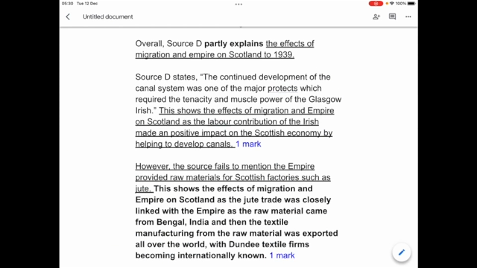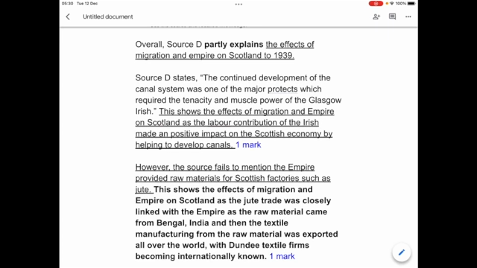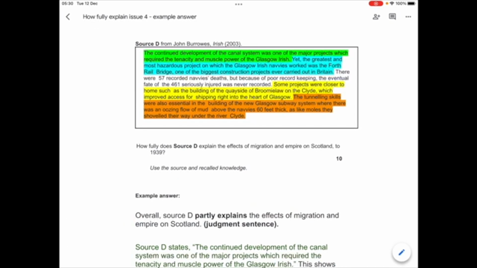So that is my very first knowledge point. I've made a point which is focusing on jute, and then I've explained how the jute trade, with that very close association with Bengal, had a very positive impact on Scottish businesses, especially in Dundee. So that gives you a little snippet of what this answer looks like. Let's have a closer look at the full example answer, just to show you what this would look like.